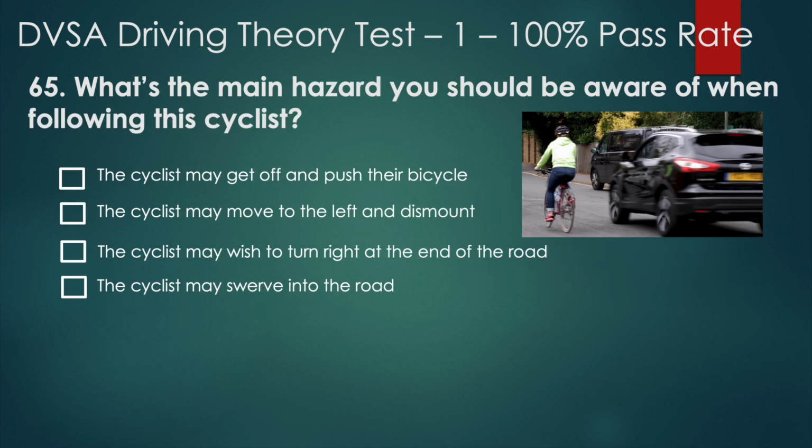65. What's the main hazard you should be aware of when following the cyclist? A. The cyclist may get off and push their bicycle. B. The cyclist may move to the left and dismount. C. The cyclist may wish to turn right at the end of the road. D. The cyclist may swerve into the road. And the answer is D. The cyclist may swerve into the road.